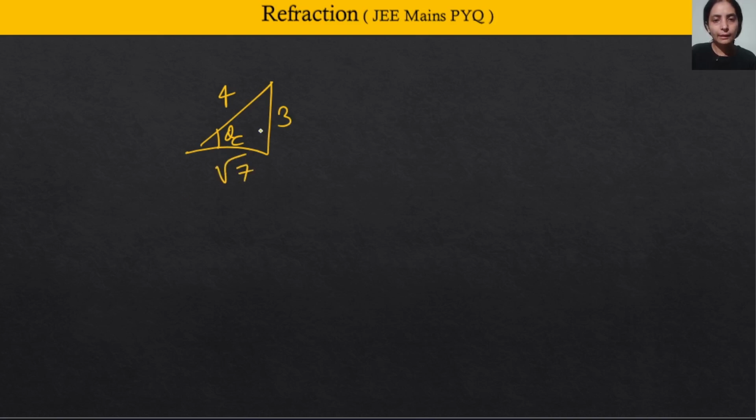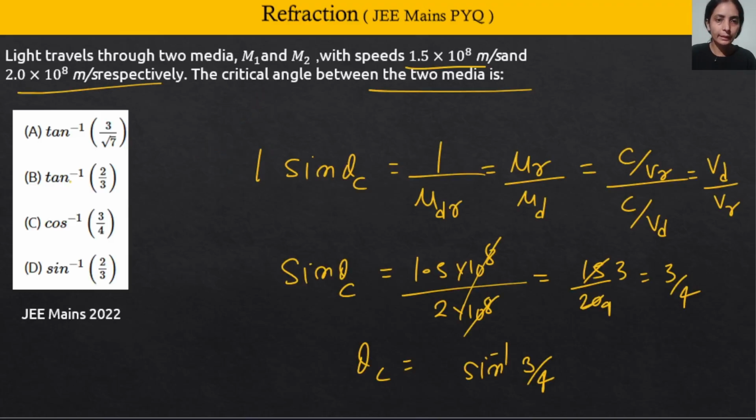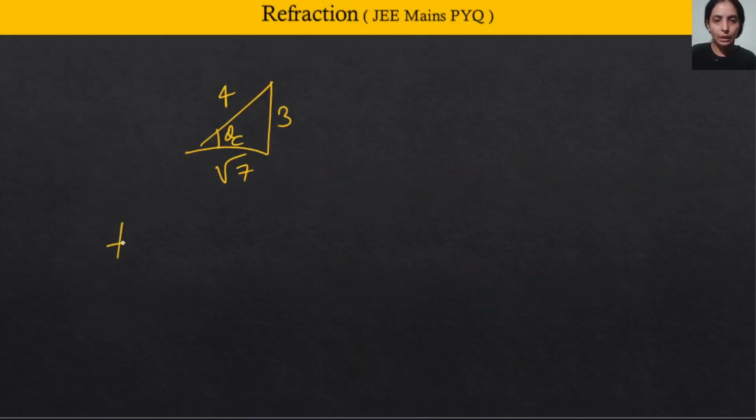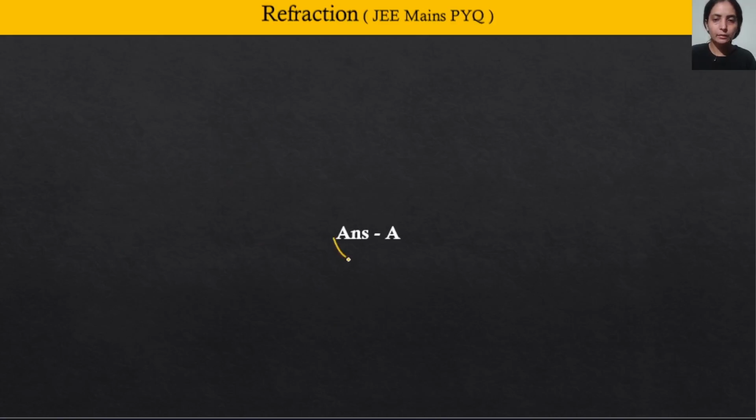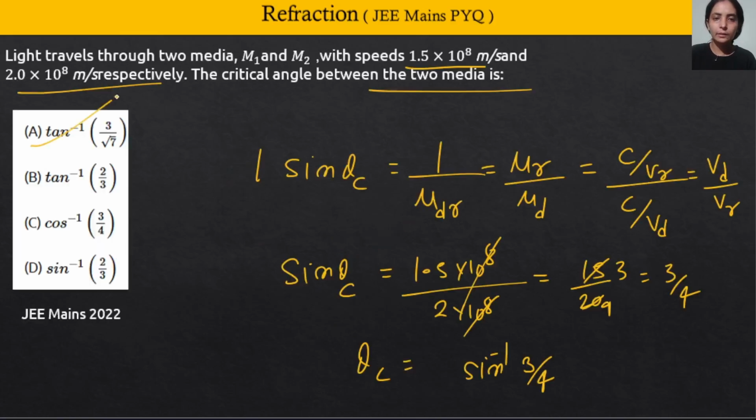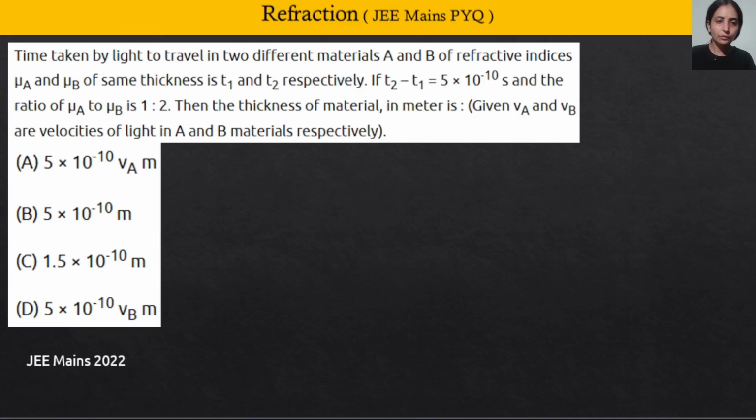So let us find tan theta c and check if it is in the options. Yes, 3/√7 is there. So what will tan theta c be? 3/√7. Done it? So theta c is how much? This is tan inverse 3/√7. Okay, so the correct answer should be A. Yes, this is the correct one. Okay, now let us move to the next question.